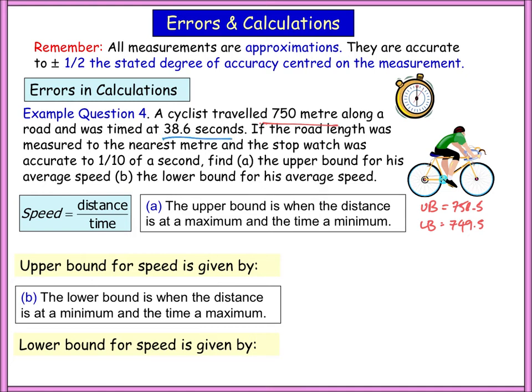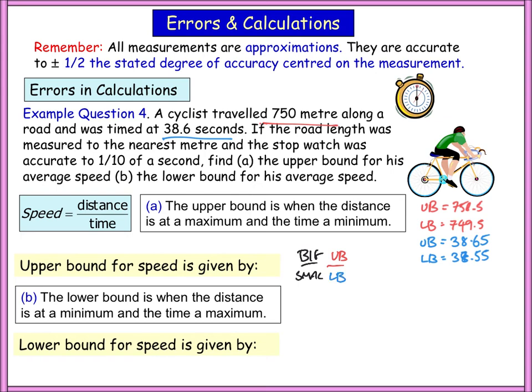For the seconds, this is measured to the nearest tenth of a second, so we're going to add and subtract half of that. So the upper bound is 38.65, and the lower bound is 38.55. Now, again, we know that speed is distance divided by time. So we're using a formula here. To get the upper bound, I need that fraction to be big over small. In other words, I need the upper bound of the distance divided by the lower bound of the time.